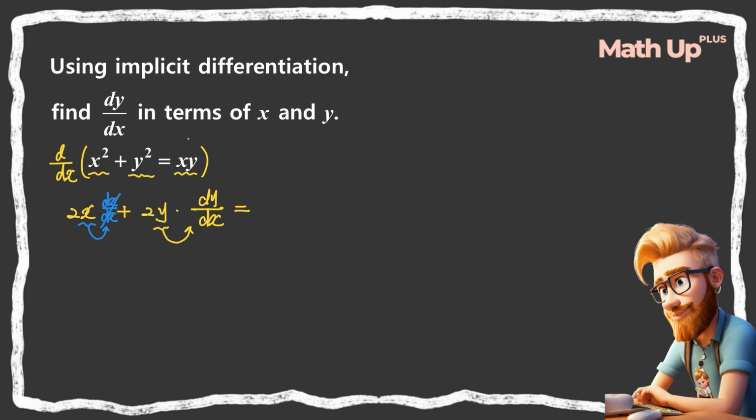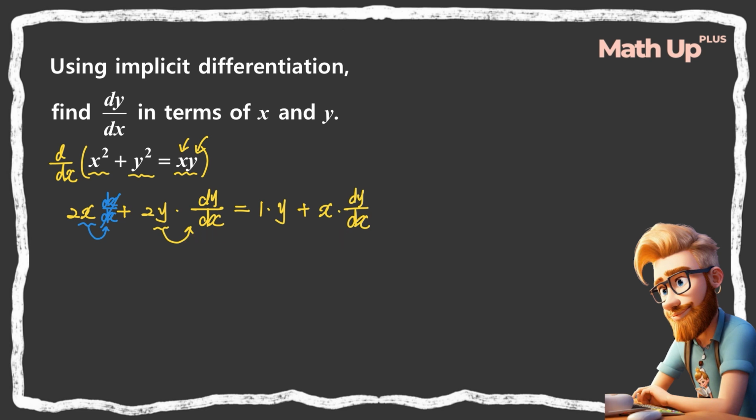So the derivative of x is 1. We have to leave y alone, plus leave x alone, multiplied by the derivative of y. The derivative of y is dy over dx. Now we have to simplify this equation and solve for dy over dx.